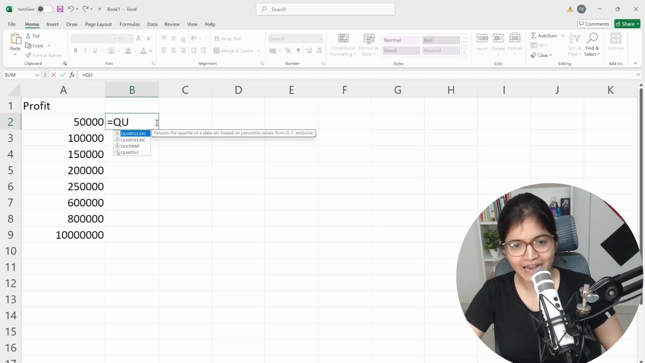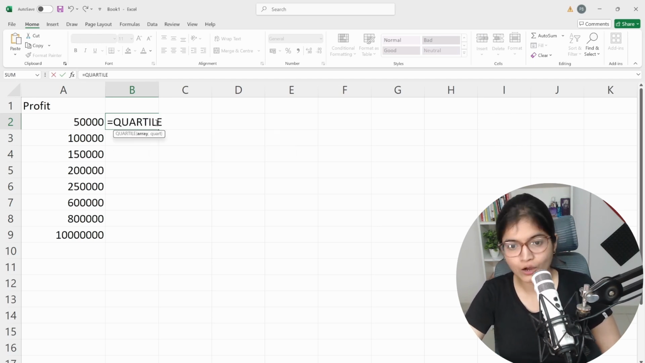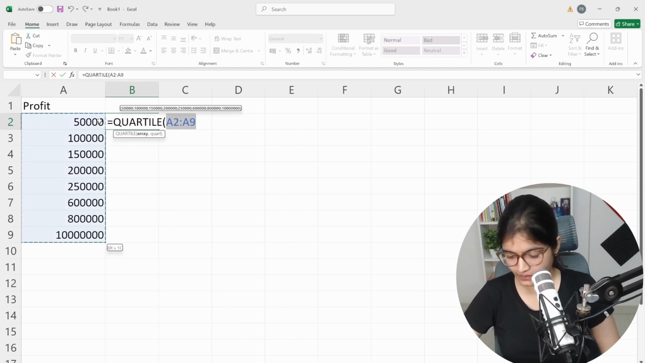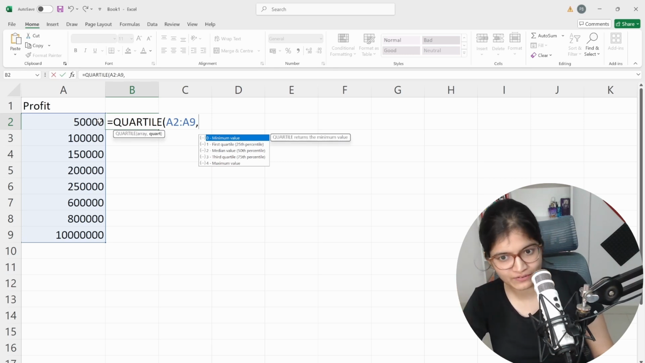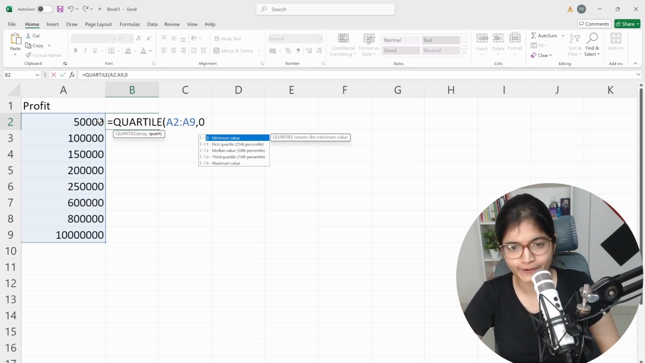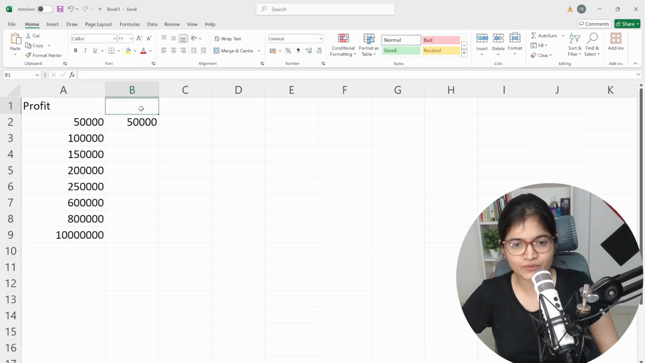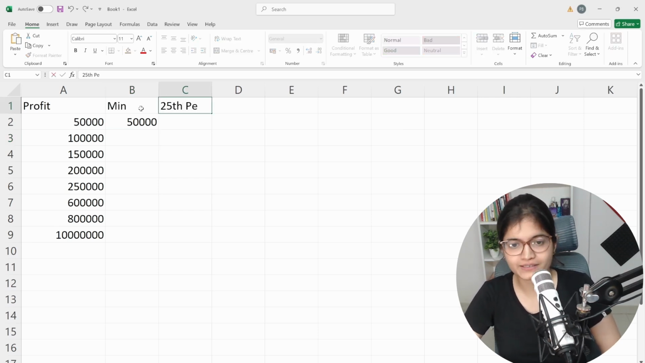So in our Excel, we have a function called quartile, right? Quartile. Now in this function, you have to pass the data points, which is an array. Now you can see 0 indicates the minimum value you want, 1 indicates the 25th percentile, 2 indicates the 50th percentile, 3 indicates the 75th percentile, and 4 indicates the maximum value. So if you mention 0 over here, this will generate the minimum value.